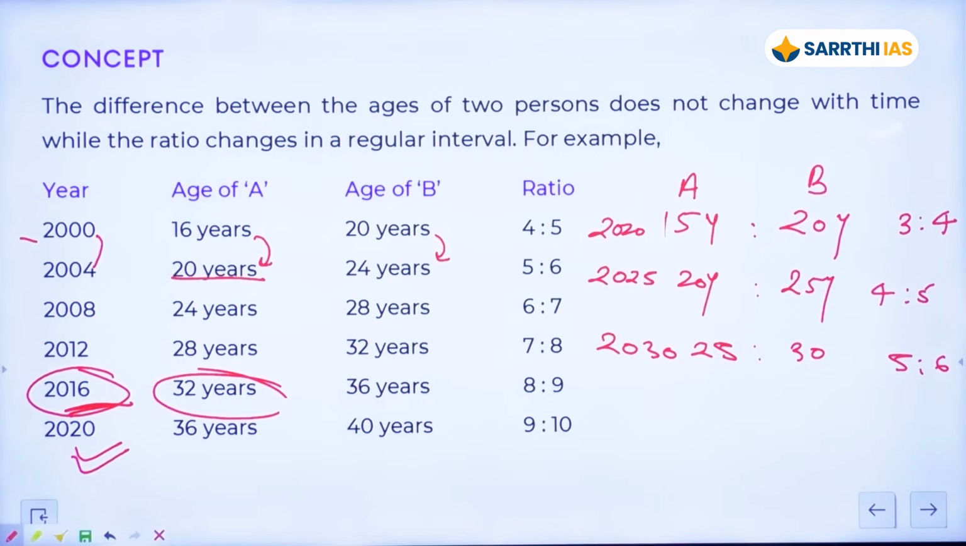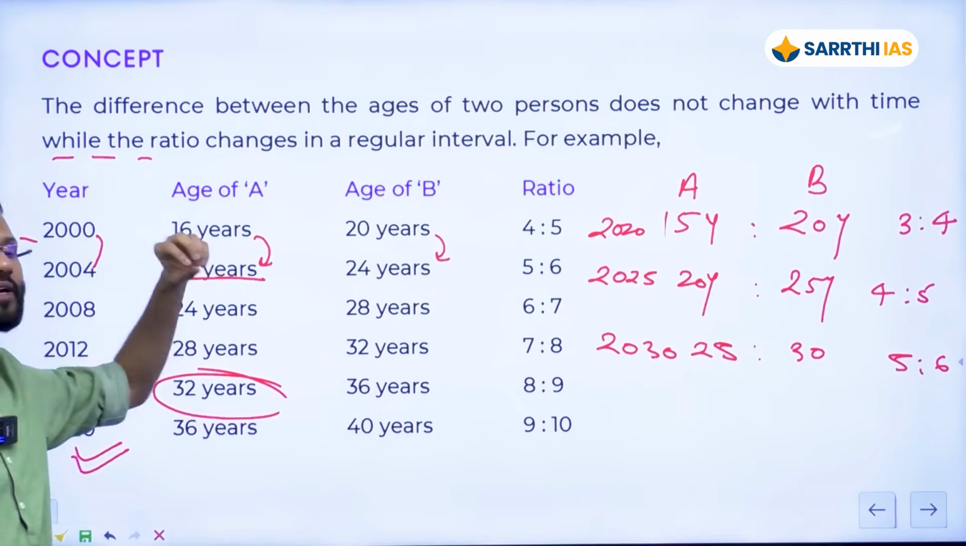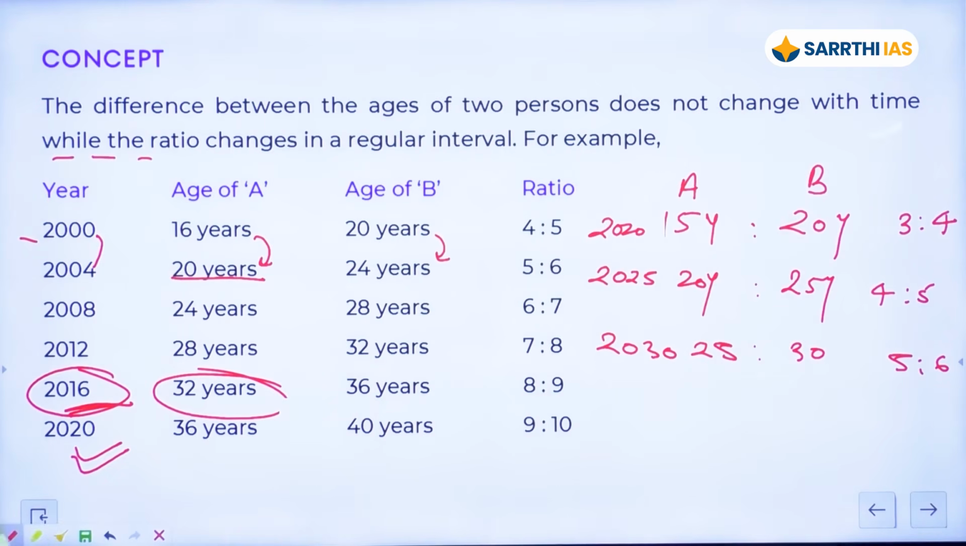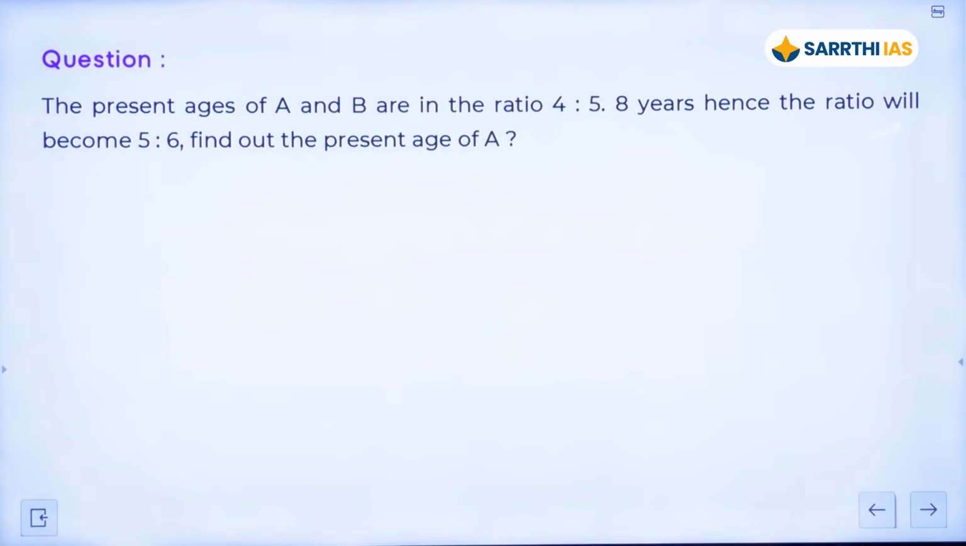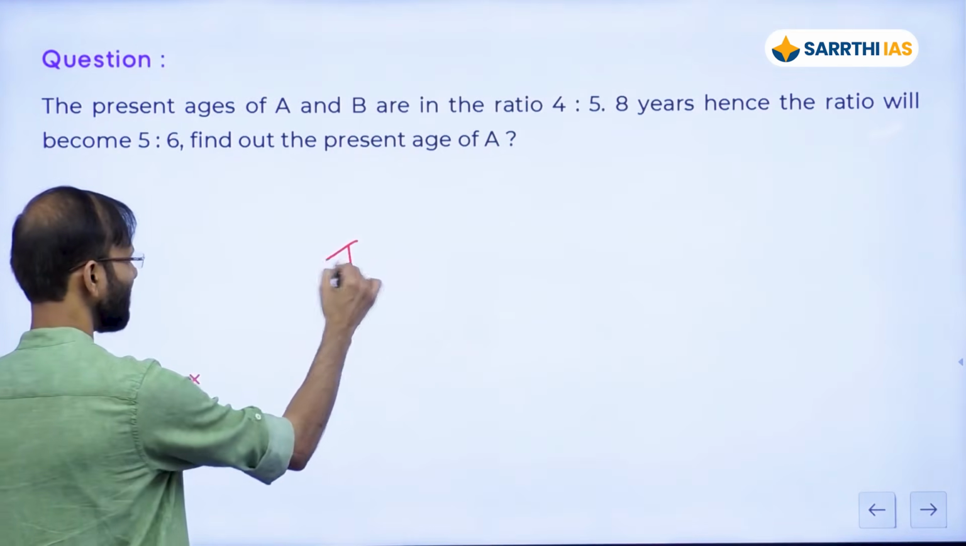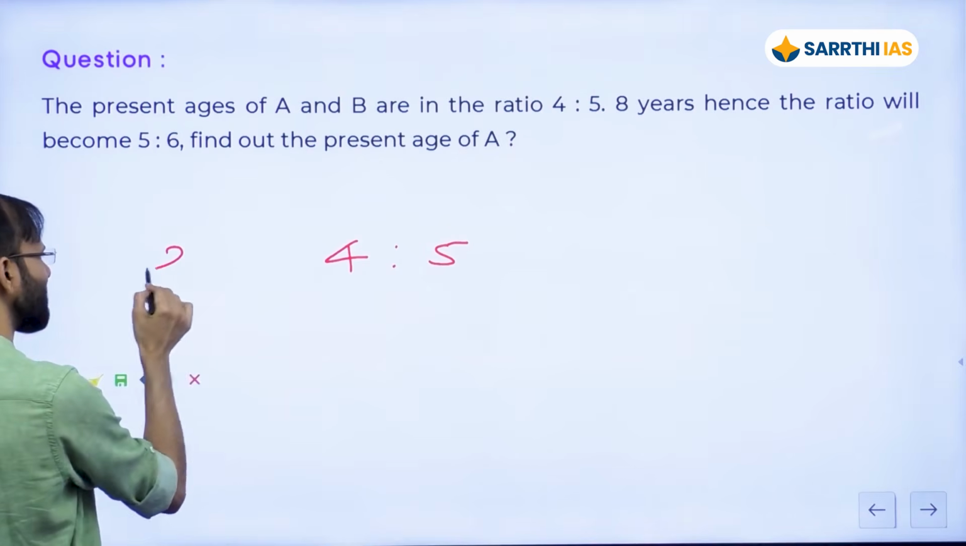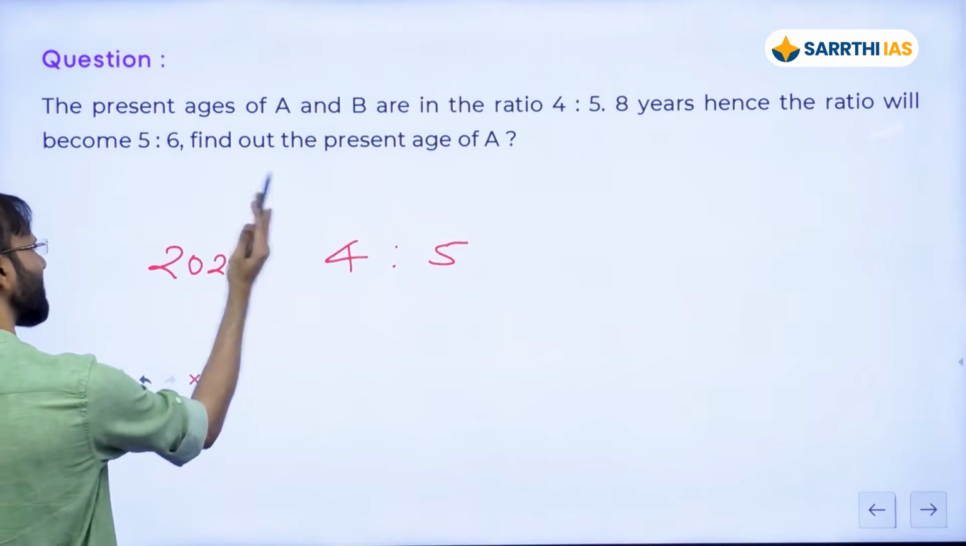The ratio of their ages changes in a regular interval. Right? Guys, it is clear? Done, all of you? Shall we move? अब देखिए जरा क्वेश्चन पढ़िए आप. Question says the present ages of A and B are in the ratio 4:5. ठीक है? After 8 years, 8 years hence, the ratio will become 5:6. ठीक है? Everyone just read it and try to find out the pattern. This is 4:5 at present. So let's say it is 2025. या at present लिखने तो मैं present लिख देता हूँ.